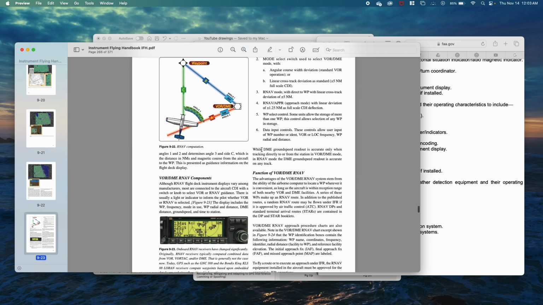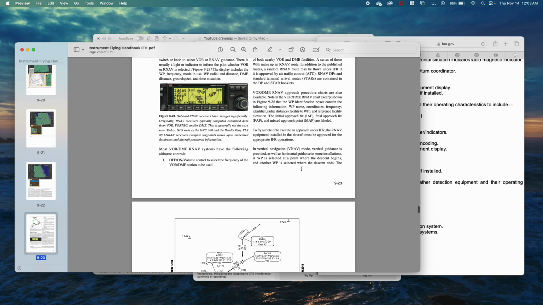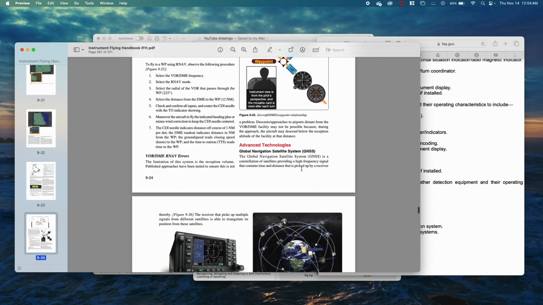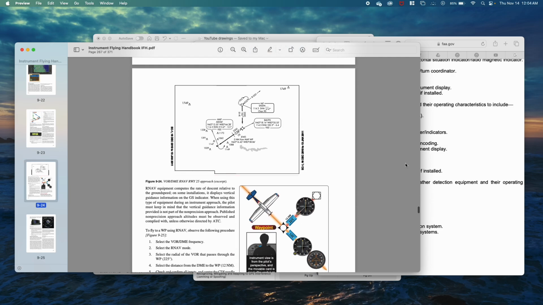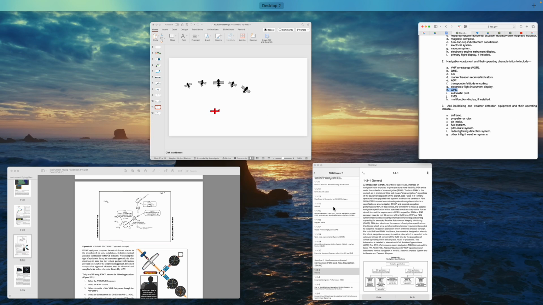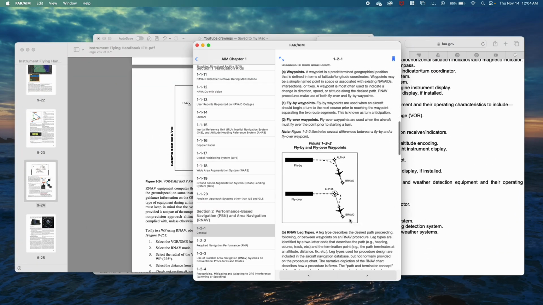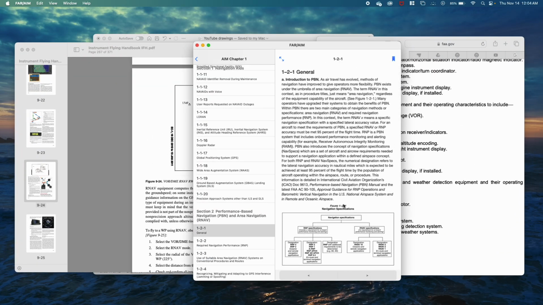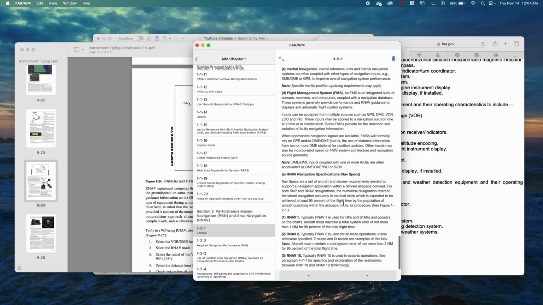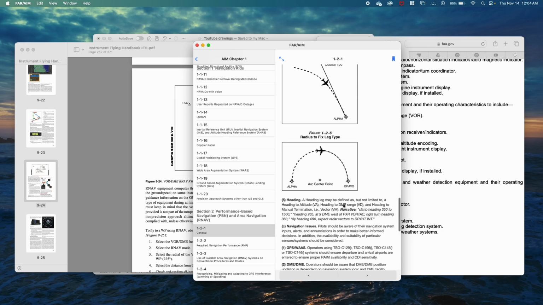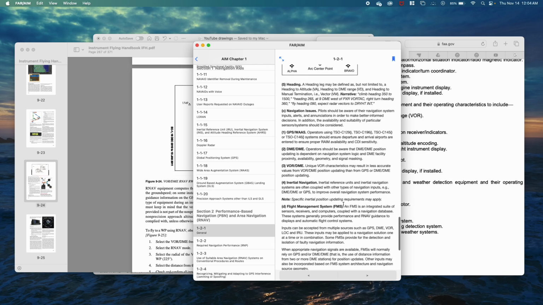That's one version. Another version is called DME RNAV, and we can find that actually in the AIM. Where's my AIM? There we go. So AIM 1-2-1. Here we go. Here we see different types of RNAV. We have DME RNAV. It works almost the same way. It just takes distances from different DME stations and triangulates your position that way, instead of using VOR and DME.